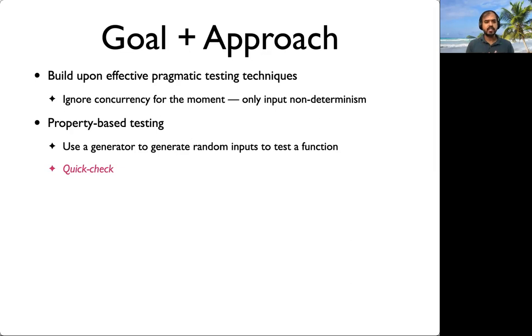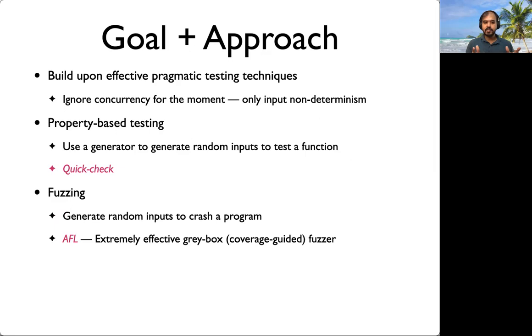This technique was first introduced by QuickCheck for Haskell, which has been very effective and has been cloned in many, many languages. The other technique is fuzzing. And the idea here is to generate random inputs in order to crash a program. And the prototypical example here is American Fuzzy Lop, AFL, which is an extremely effective fuzzer. And it is also a gray box fuzzer.